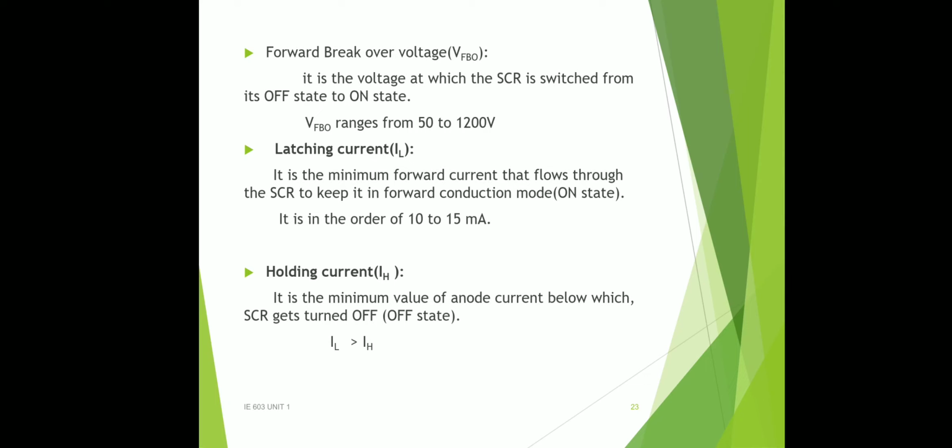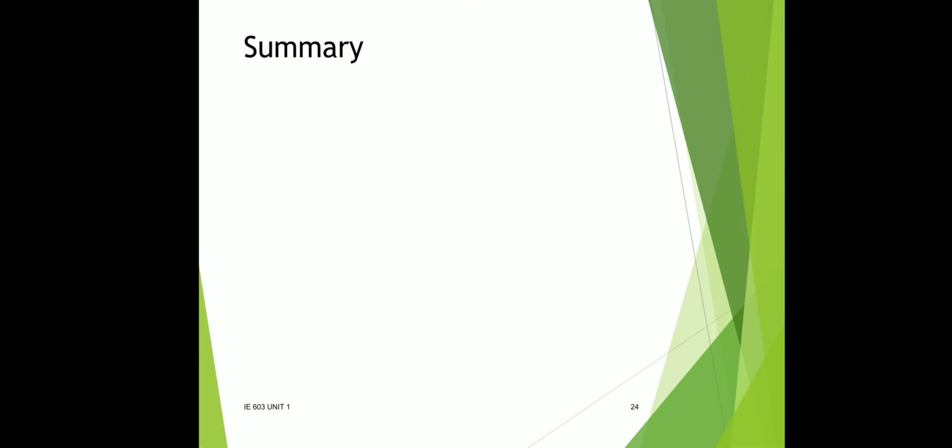Latching current is the minimum forward current that flows through the SCR to keep it in the on state. Holding current is the minimum value of anode current below which the SCR will be in the off state. Right? And this is about the silicon controlled rectifier. The name itself says silicon controlled rectifier. It is a controlling device. Generally it is used in AC and DC control and rectification at high values.